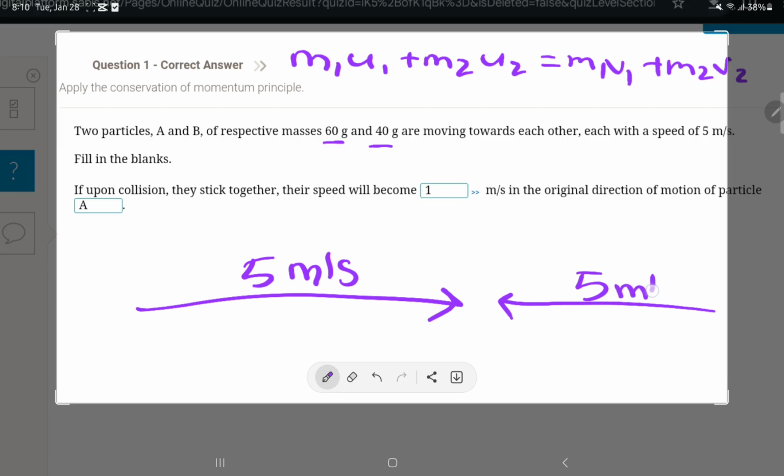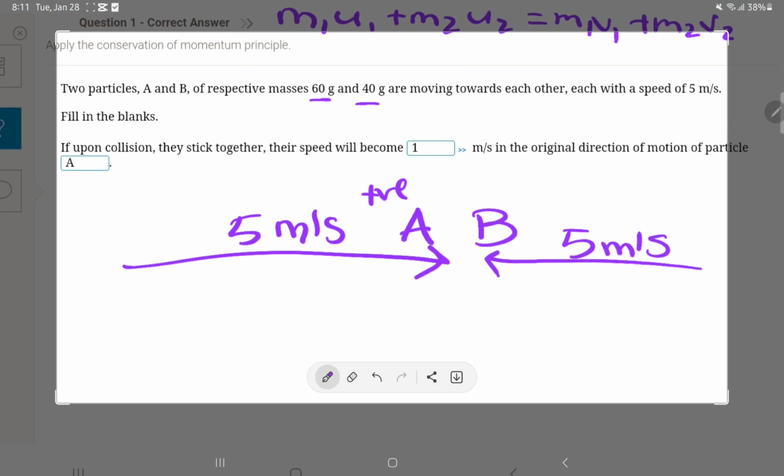The thing is, one of them is moving in the positive direction, one of them is moving in the negative direction. Just as an exercise, let's just say that A is positive and B is negative. So the right is the positive way. We specified this. Now, after collision, they stick together. We have to find their speed.